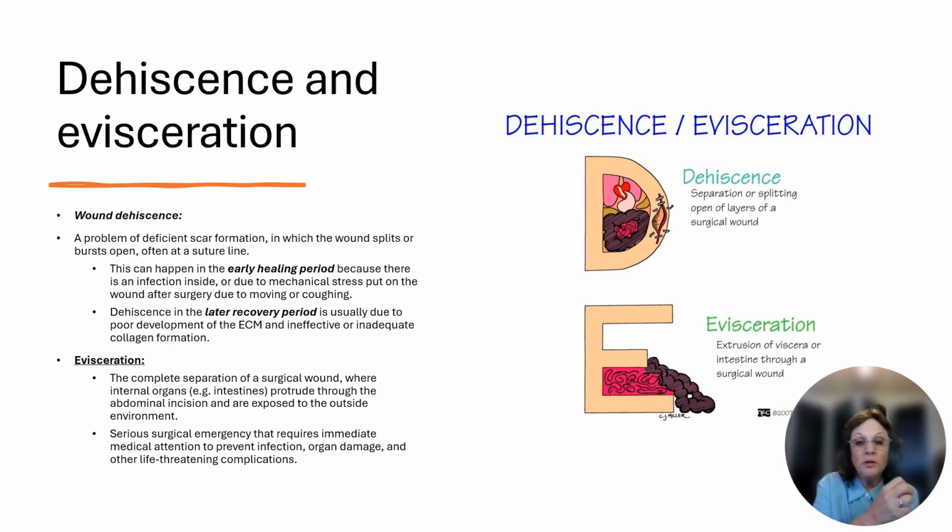Dehiscence in the early healing period typically happens because there's an infection or there's some sort of mechanical stress, coughing, that kind of thing. Dehiscence in the later recovery period usually happens when there is a poor development of that extracellular matrix and or there's ineffective or inadequate formation of the collagen, like we talked about in the earlier presentations. And again, evisceration is where we have the separation of the surgical wound that allows internal organs to actually come out, like the intestines. Super serious, can really be life-threatening.